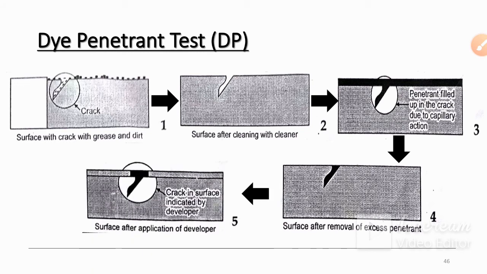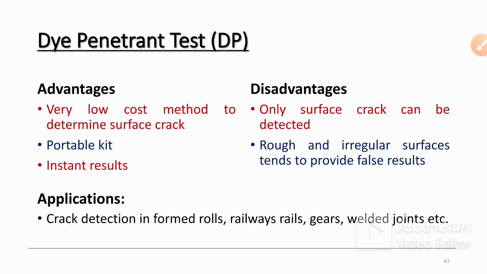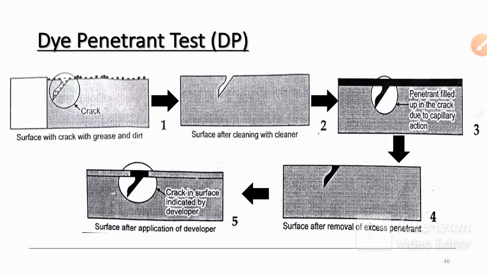Then we apply the developer. What the developer does is suck up all the penetrant that went inside the crack, and it is visible on the surface in red color.